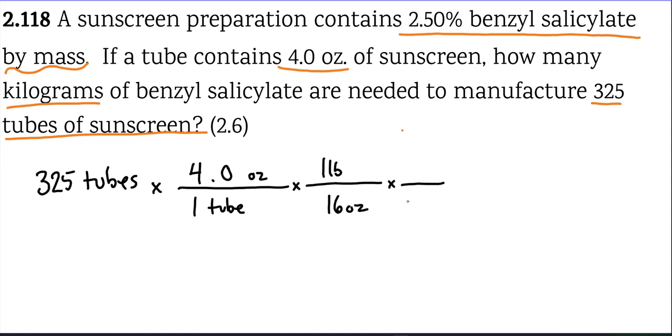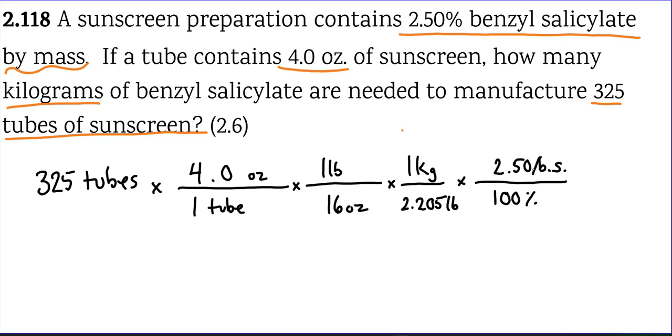We go ahead and we start with our total number of tubes. We figure out how much mass is there by using the conversion of 4 ounces per tube. We look up some conversions that allow us to move from ounces to pounds and then pounds to kilograms so that we can get it into the kilogram unit at the end. And then because it was 2.5% by mass, that means 2.5% are going to be our active ingredient out of 100%. The percentages will serve as a unit and they'll go ahead and cancel.